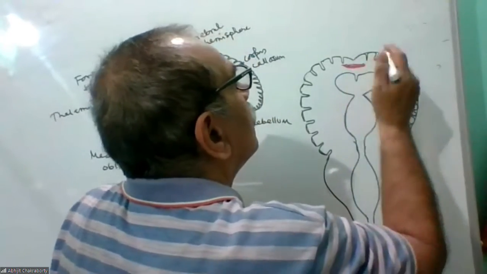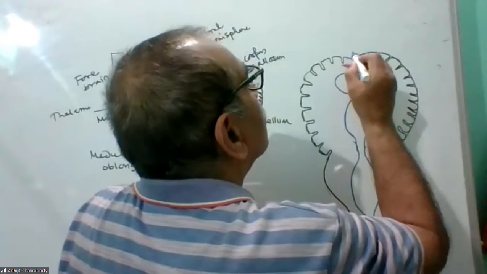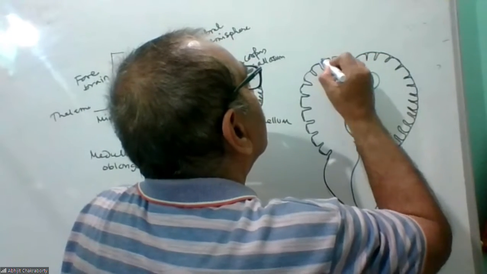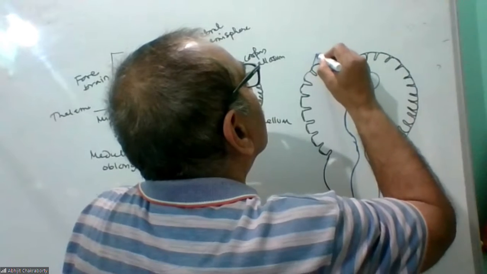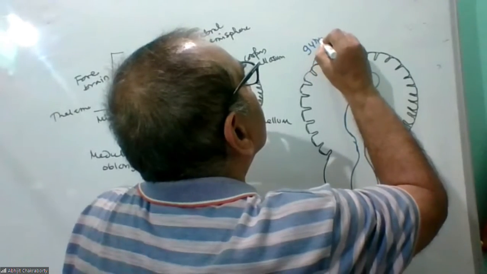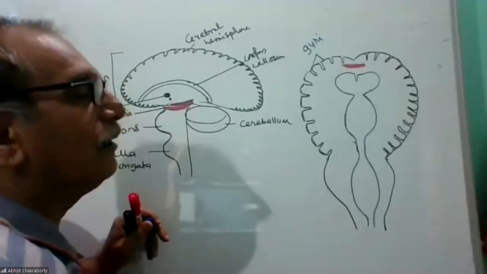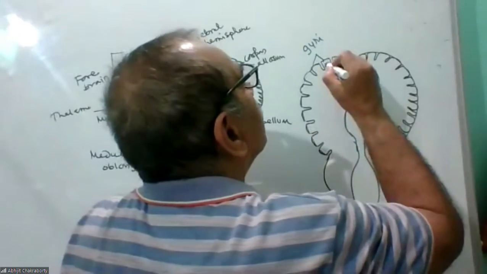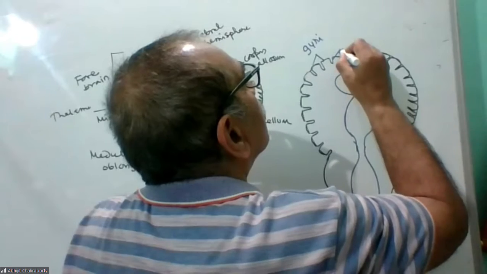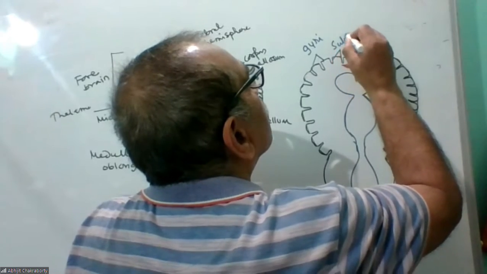Look, here, these are the gyri. These are the convolutions found in the structure of the brain called gyri, and they are called sulci.